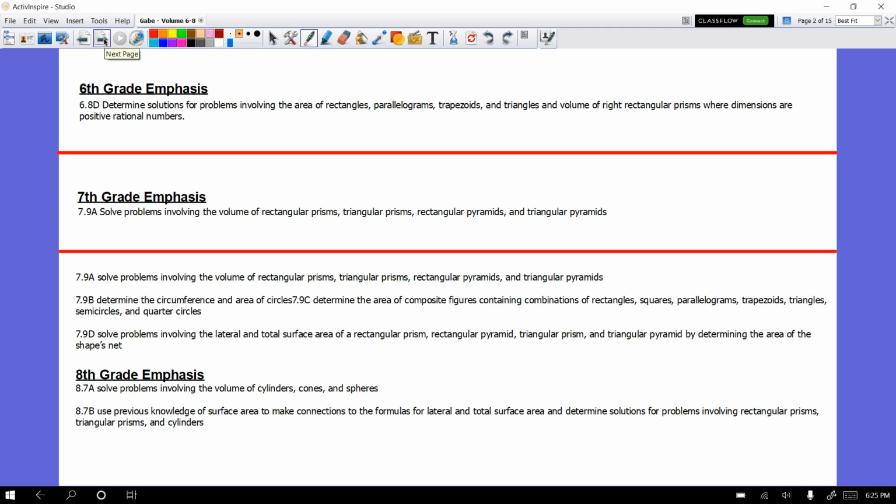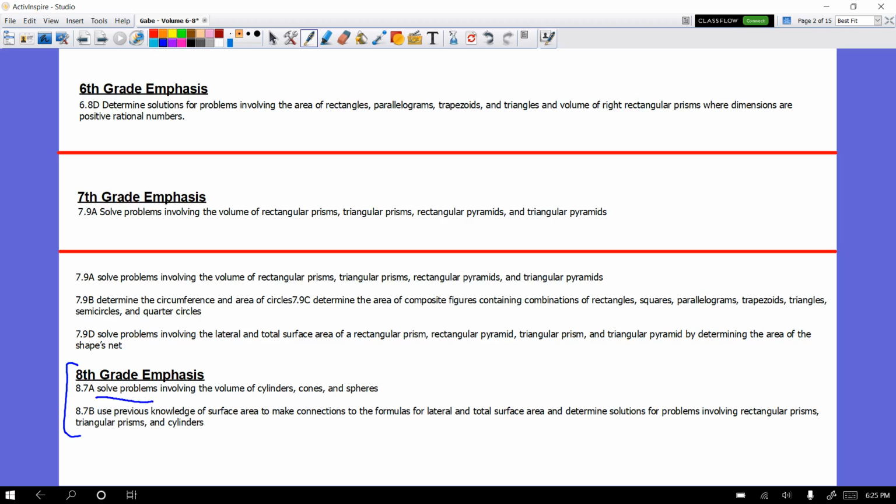So whenever we're talking about an 8th grade emphasis, which is down here, these are the things that you learn in 6th and 7th, and they just add a couple circular things in there, like a cone, a cylinder, and a sphere. And those are on the formula chart. But the main thing they want you to do is solve problems with them.